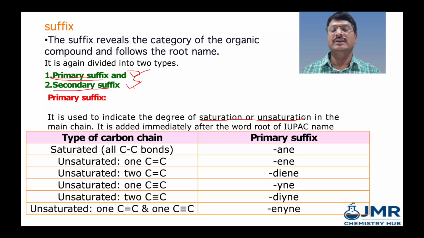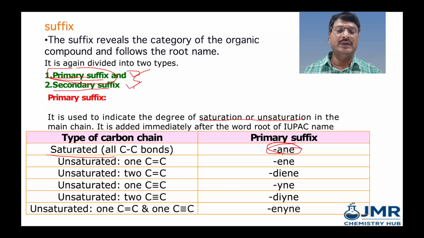Saturation is nothing but all single bonds, or sigma bonds. Unsaturation is nothing but having double or triple bonds. The primary suffix word depends upon the saturation or unsaturation. If it is a saturated compound, the primary suffix word is "ane." These are called alkanes. Saturated compounds are alkanes.